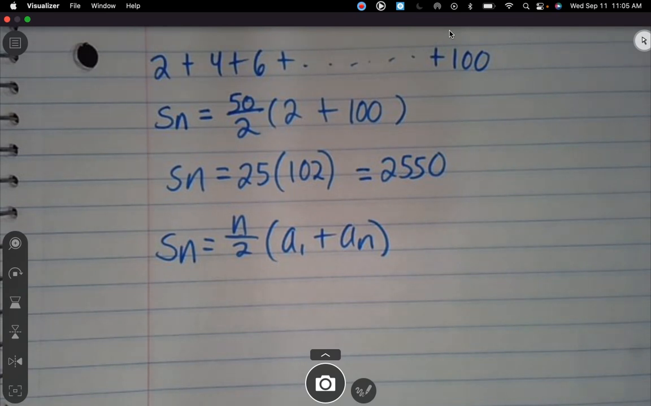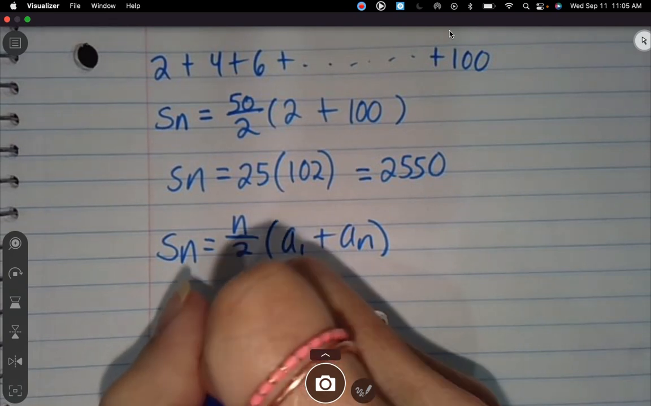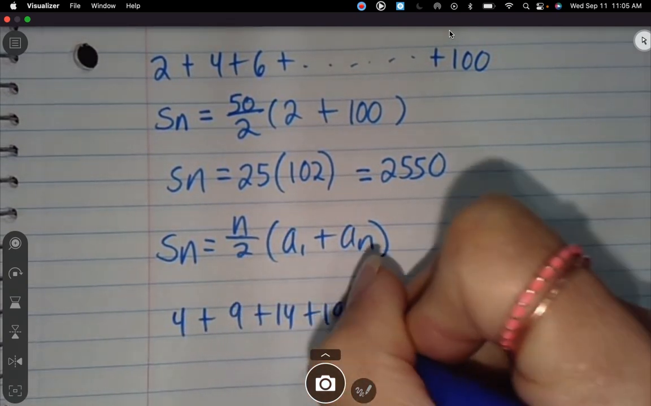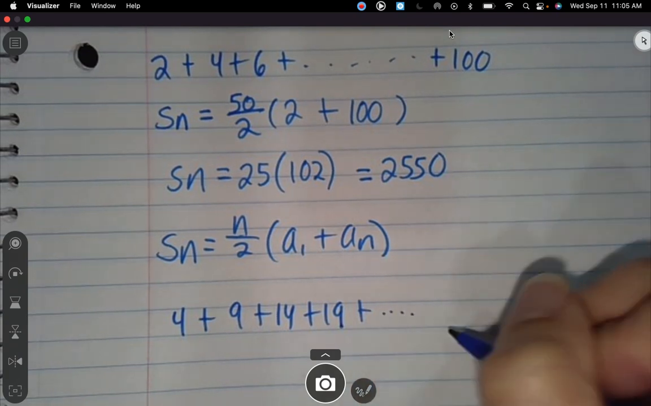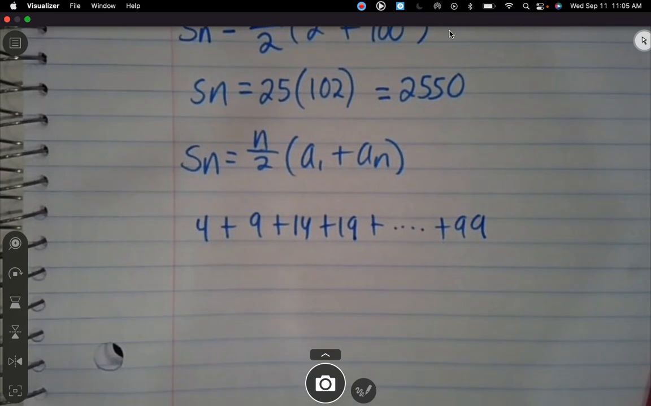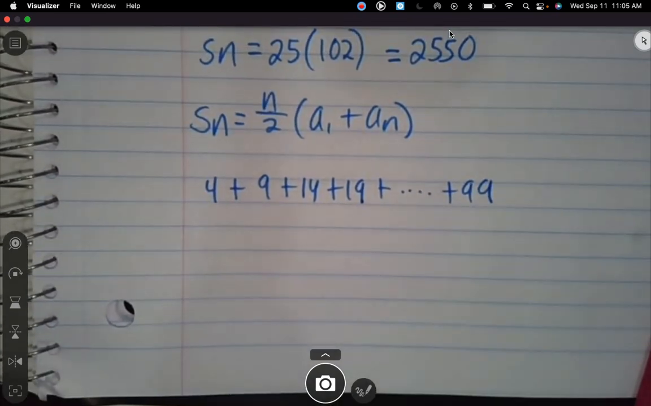Let me see on this one. I've got 4 plus 9 plus 14. This one we'll have to think about for a second. I might have a little way to decide how many terms there are. That's the hardest part. I would do, let's see.